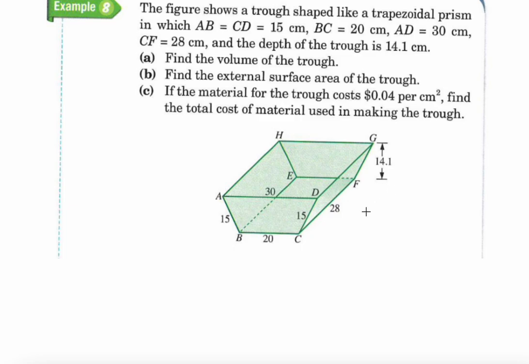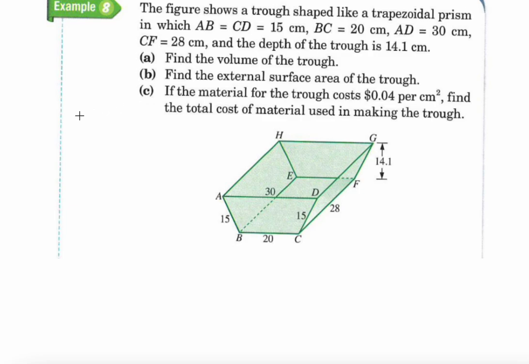And a trough is like what pigs eat out of on a farm, you know, like where their food is. They want to figure out the volume and the surface area. And then at the end, they also want to figure out how much it would cost to make the trough if each centimeter squared is 4 cents. Okay, so let's go ahead and pause the video and try it on your own first.